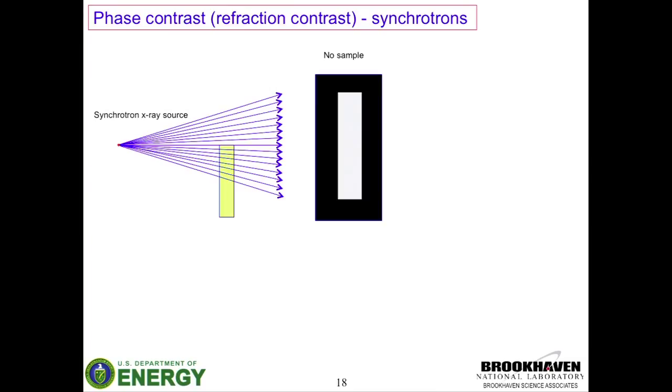Right at the edge of the sample, this ray gets refracted. It does this. In other words, you will have a region that now has this red and blue X-rays, so it's going to get brighter than usual, and where this ray used to go is now dark because there's no X-rays there. So you'll get these bright and dark lines.